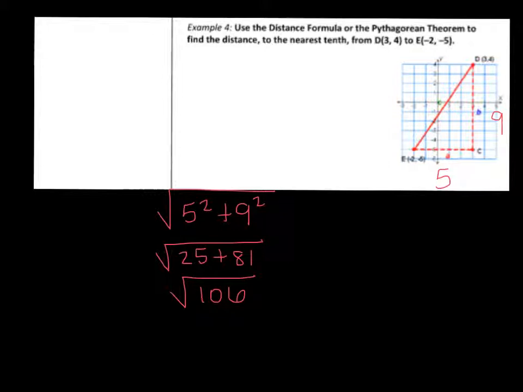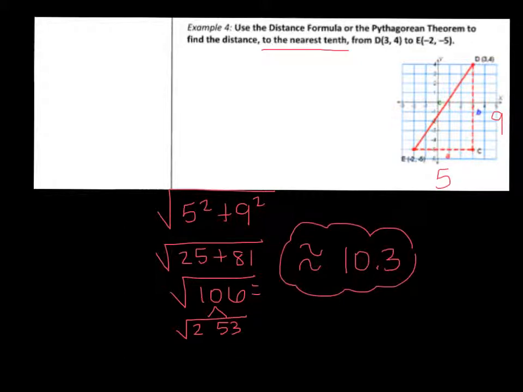And if I try to break that down, I know that it breaks down into 2 and 53, neither of which are perfect squares, which they kind of gave you that hint right here because they asked you to give it to the nearest tenth. So you would put the square root of 106 into your calculator, and you would find out that that is approximately equal to 10.3, which would give me the distance between those 2 points.